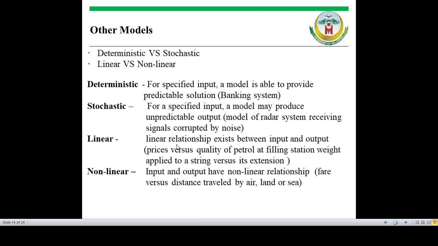Now a linear model is one where a linear relationship exists between input and output, for example prices versus quantity of petrol at a filling station. We will discuss the details of these models in our future lectures.